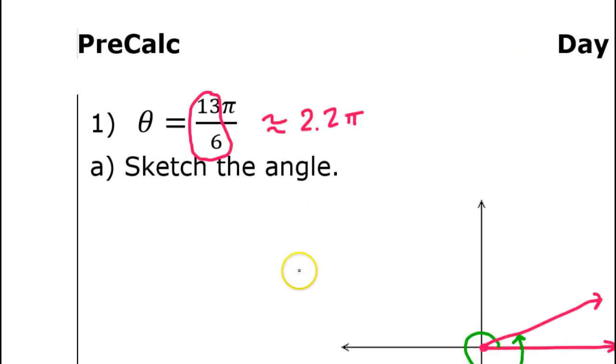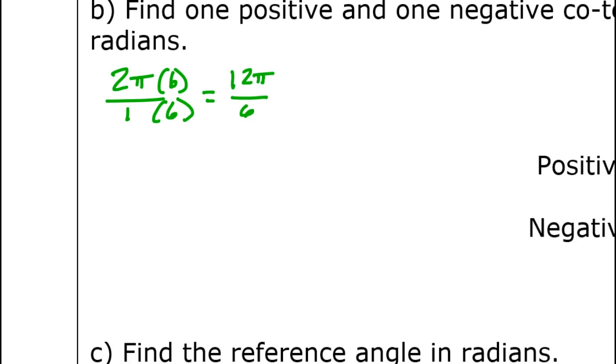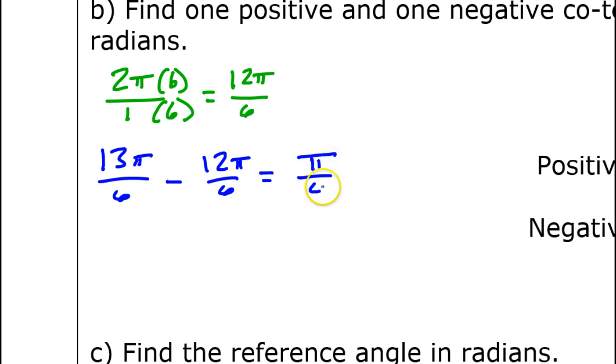So the original angle is 13 pi over 6. If I take that original angle of 13 pi over 6 and subtract 2 pi by subtracting 12 pi over 6, that's going to give me a coterminal angle. It's going to bring me back to where I started from. 13 pi over 6 minus 12 pi over 6 is just pi over 6. So that is a positive coterminal angle.